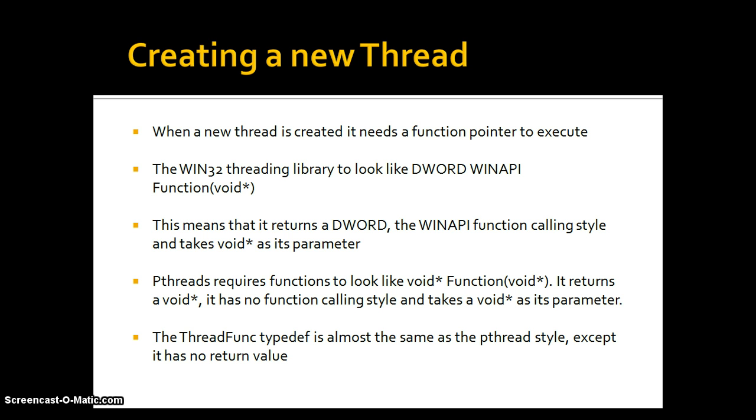When we create a new thread, it needs a function pointer to execute in the thread. The Win32 threading library makes it look like this. The second line from down, you can see DWORD WINAPI function void star. This means that it returns a DWORD, the WINAPI calling style, and takes void star as a parameter. pthread requires a function to look like void star function and then void star as a parameter. It returns a void star, it has no function calling style, and takes in a single void star as its parameter. The threadfunc typedef is almost the same as the pthread one, except it has no return value.